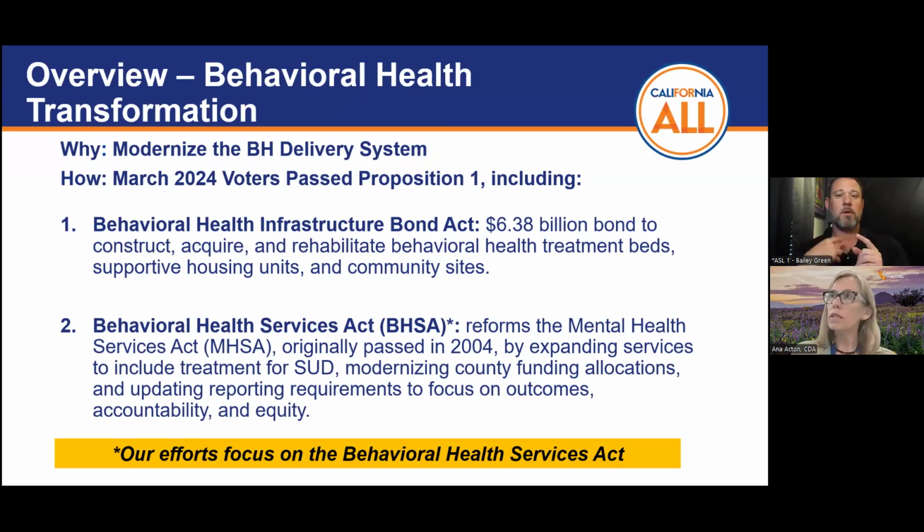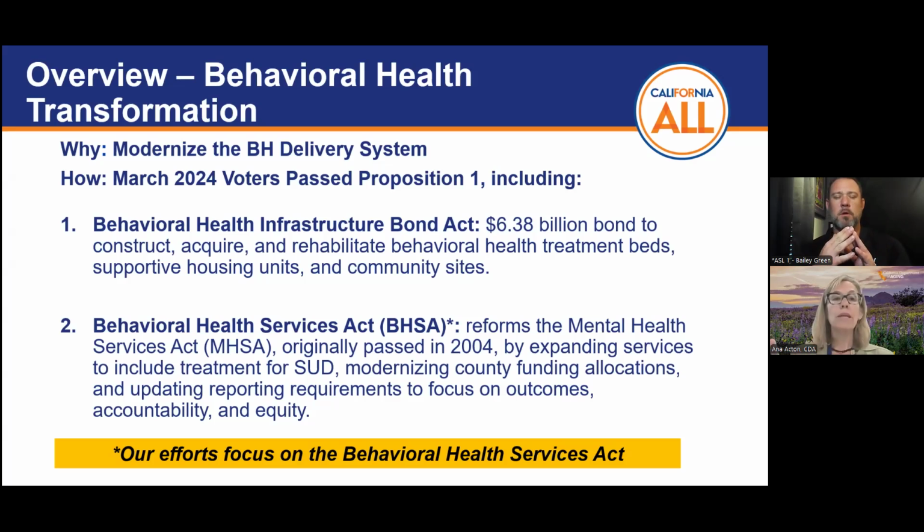We've talked about it before with this committee, but we have so many new committee members. We thought it'd be good to just do an overview of behavioral health transformation, which was really a ballot initiative known as Proposition 1. You may remember that from a few years back, which really aimed to modernize behavioral health services delivery. And there were really two legislative bills that were created in Prop 1. One was the Behavioral Health Infrastructure Bond Act, which allocated almost $6.4 billion to construct, acquire, and rehabilitate behavioral health treatment beds, supported housing units, and community sites.